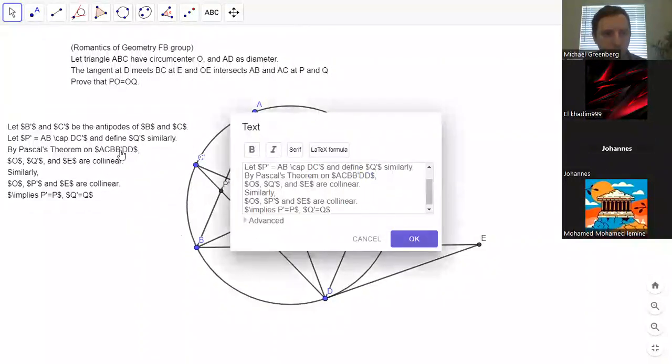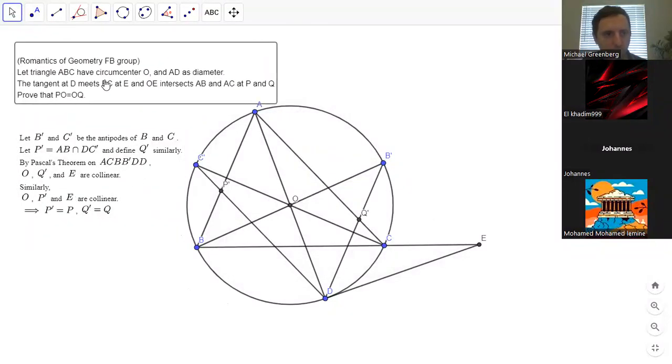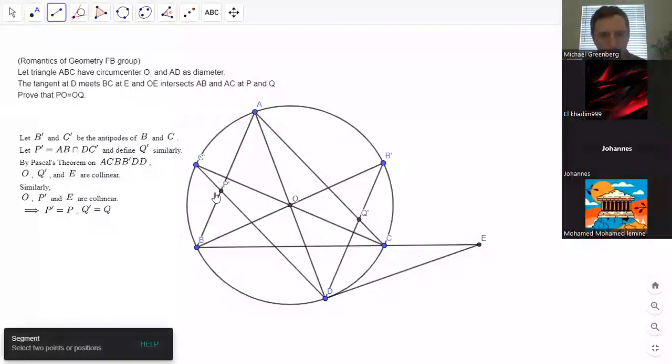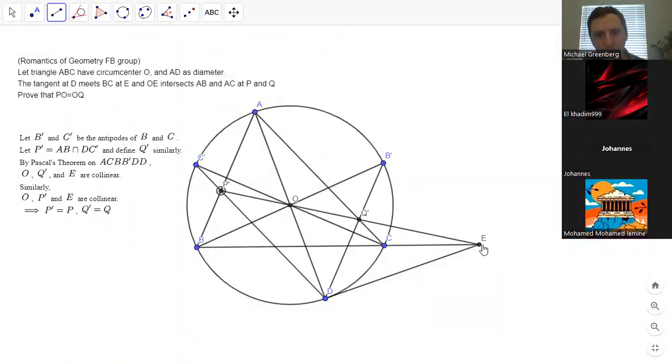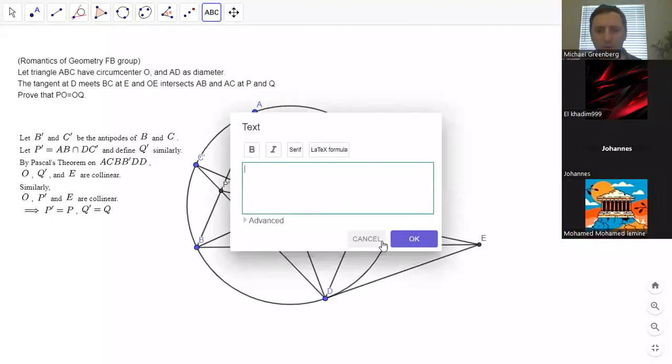I'm trying to think. It is the butterfly theorem, but it's also just a parallelogram now. Oh yeah, the parallelogram. Yeah. So then A, B, D, B prime is a rectangle.